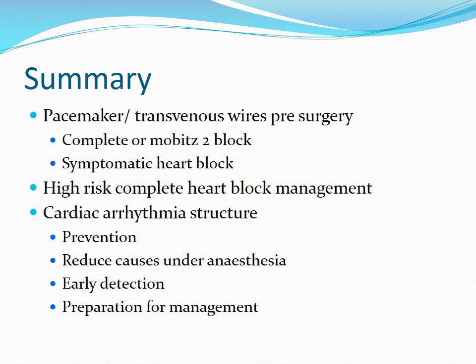Anesthetic approach to heart blocks is fairly simple. If complete heart block, Mobitz type 2 second degree or symptomatic heart block, pacemaker or transvenous wire is usually required before surgery. If high risk block, consider pacemaker or transvenous wire pre-surgery, normalizing electrolytes and reducing vagal stimulation where possible. Early detection with ECG plus or minus arterial line, and drugs and pacing capacity prepared. The management is very similar for all heart blocks. Consider the structure of prevention, reducing intraoperative causes, early detection and preparation for when it occurs for any cardiac arrhythmia.